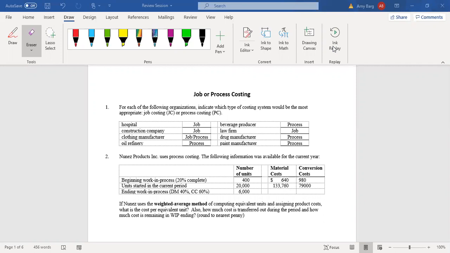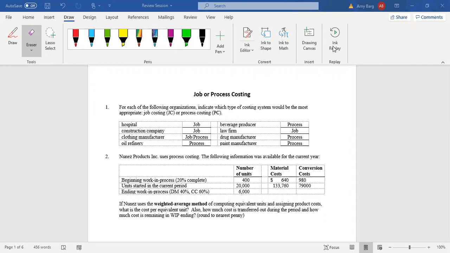This is an in-class assignment from Dr. Burt's class. So if you have him, you've seen this before. I'm not going to go over the top question that talks about the difference between job and process costing. The answers are typed in there. You can see them. If you have questions, you should definitely ask.